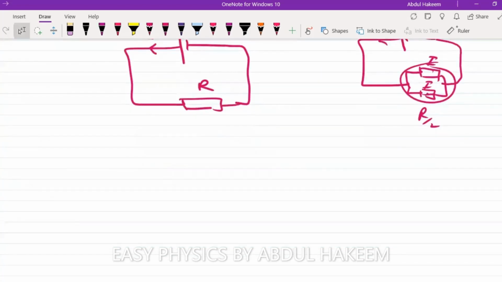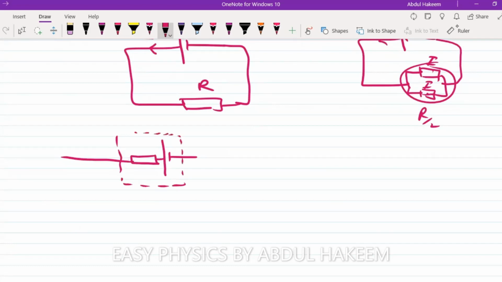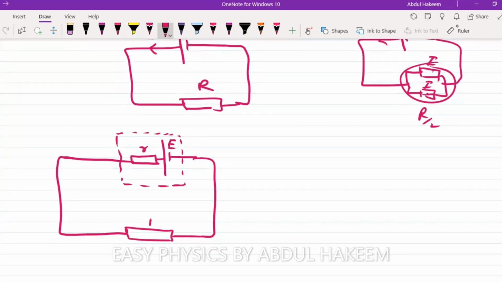Next, if the cell has internal resistance, it is shown inside the dotted box. This is the EMF, and this is the internal resistance. Now this is the external resistance. Now, suppose the current is I.